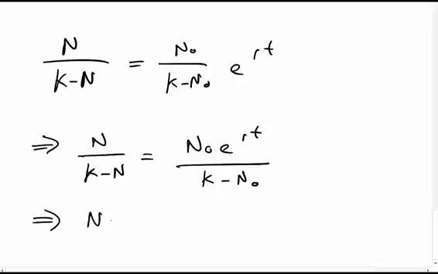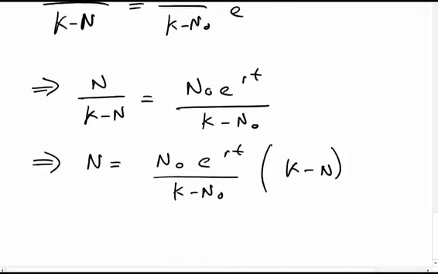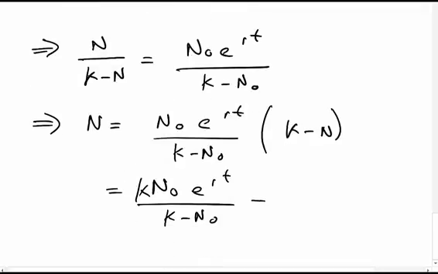Well, I get n equals, what do I end up with? n naught e to the rt over k minus n naught, and that's all multiplied by k minus n now. So now if I multiply this by k, I get n naught e to the rt over k minus n naught, times k. So times k, and I'm going to write k out the front there, minus, now this all is multiplied by n, so I get n multiplied by n naught e to the rt over k minus n naught.